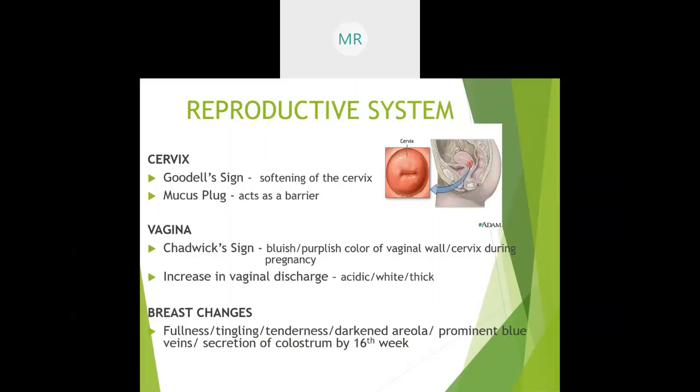And then of course, thanks to estrogen and progesterone production, there are changes in the breast as well. There's fullness, tingling, tenderness, darkened areola. We talked about the darker pigmentation. They look full, they get prominent blue veins, and they could secrete colostrum by the 16th week.